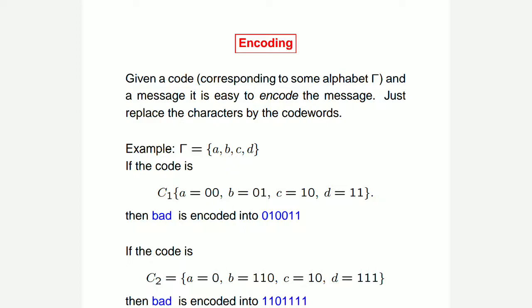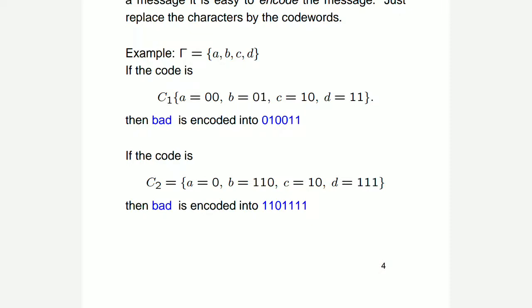For example, A, B, C, D are 4 characters, and we know the codes. For A it is 00, B is 01, C is 10, and D is 11. Then the message that we have is BAD, which is converted into 010011. So 01 is B, 00 is A, and 11 is D. So this is encoding. Given the characters and the message, using these binary codes we encode this message and send it.